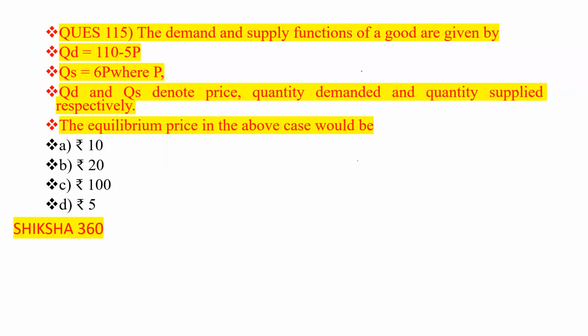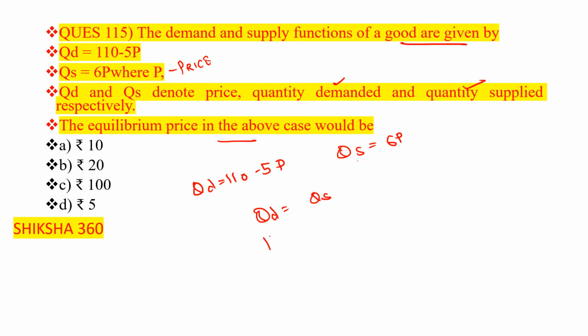The demand and supply functions of a good are given by quantity demanded QD equals 110 minus 5p, and quantity supplied QS equals 6p, where P is price, QD is quantity demanded and QS is quantity supplied. What is the equilibrium price? At equilibrium, quantity demanded equals quantity supplied, so 110 minus 5p equals 6p, so 110 equals 11p.